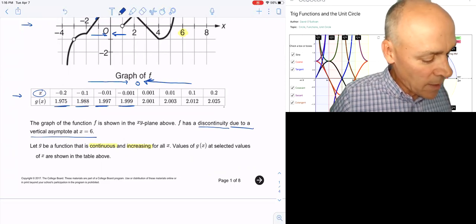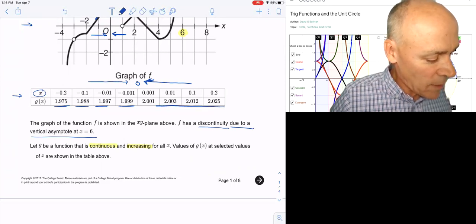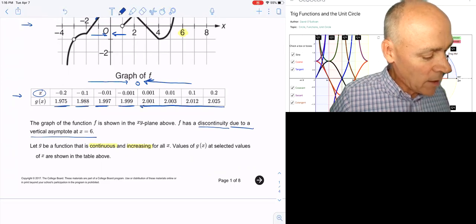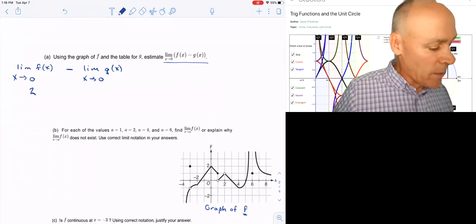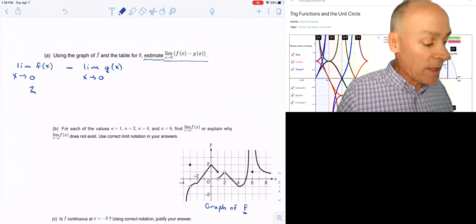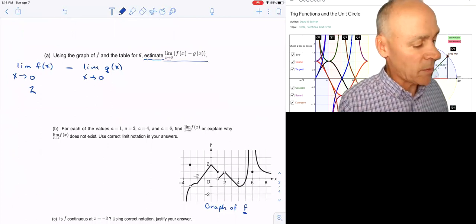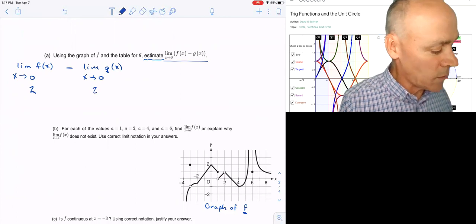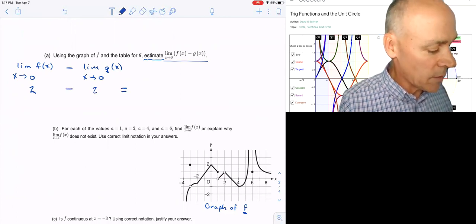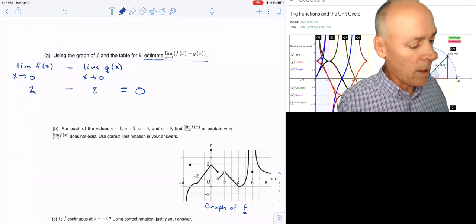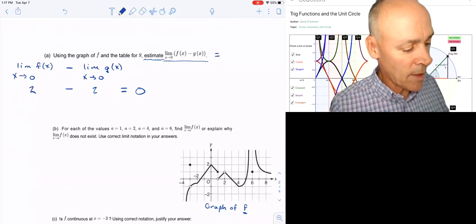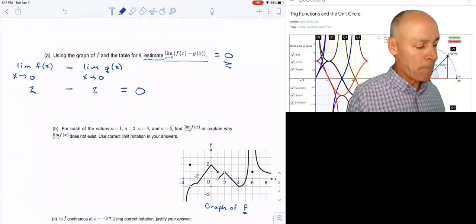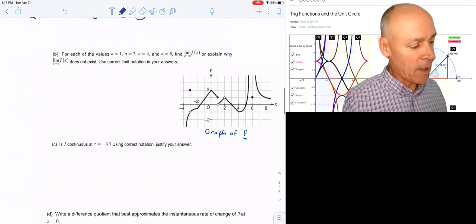And then I do the same thing. I'm looking at the y values as I'm approaching 0 from the right, and it also looks like I'm approaching a value of 2. So I can estimate from my table that the limit of g of x as x approaches 0 is 2. So 2 minus 2 is equal to 0. Therefore, the limit as x approaches 0 of f of x minus g of x is equal to 0. Okay?